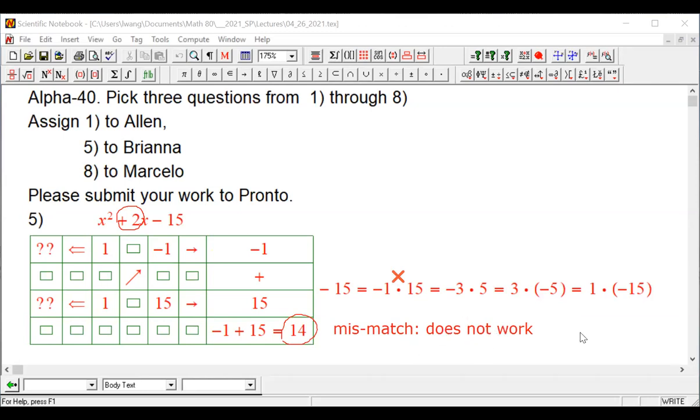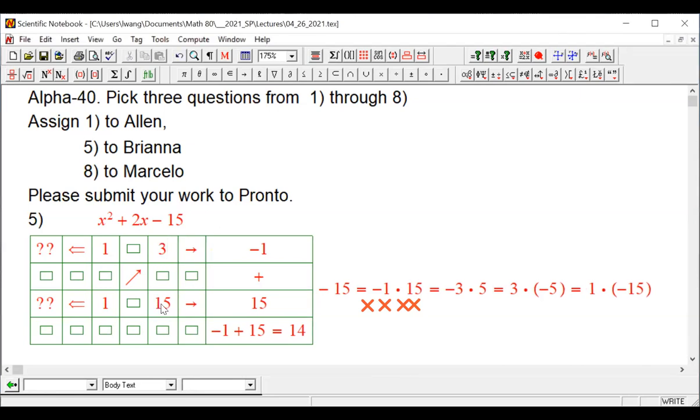Okay, and next, we're going to keep trying. This is always a trial and error. This one is done, it's out, it doesn't work. So we're going to try the next one. Let's try 3 with negative 5.